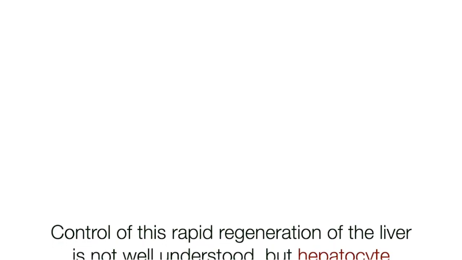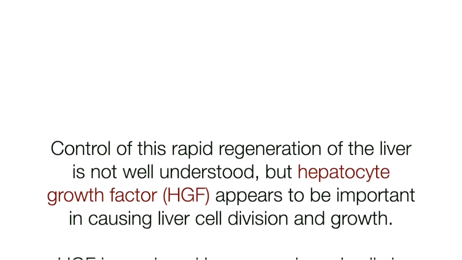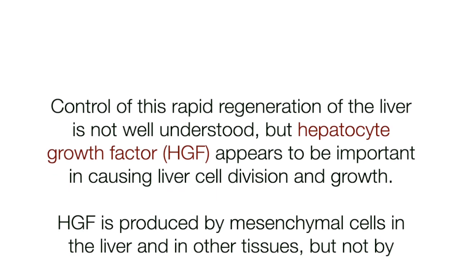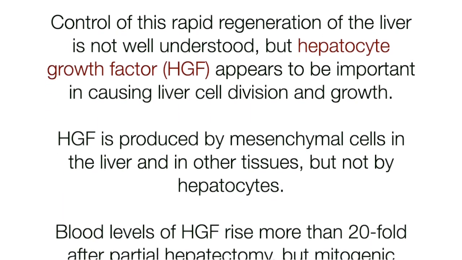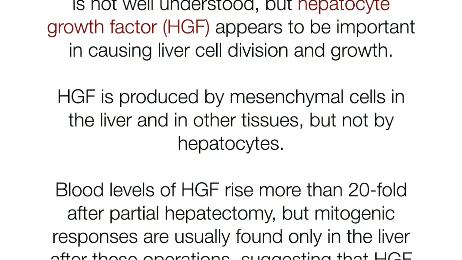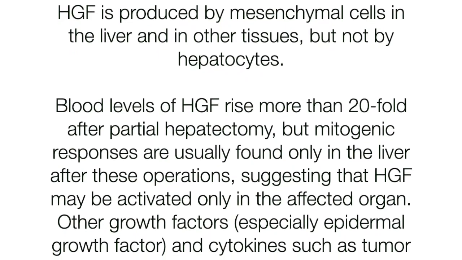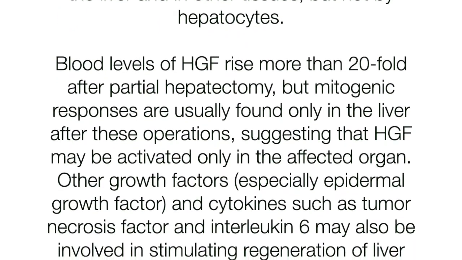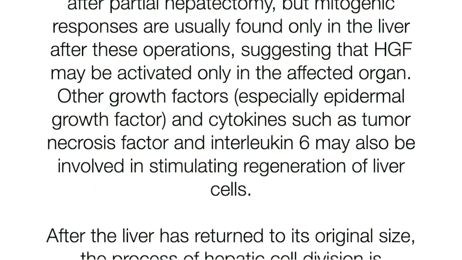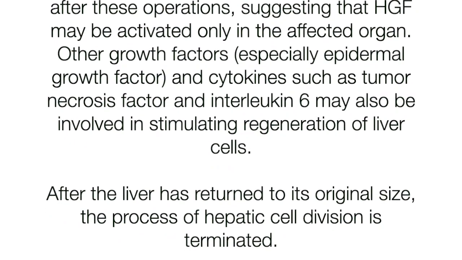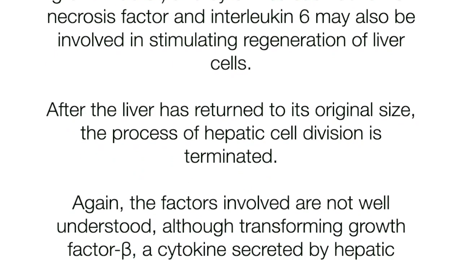Control of this rapid regeneration of the liver is not well understood. But hepatocyte growth factor, HGF, appears to be important in causing liver cell division and growth. HGF is produced by mesenchymal cells in the liver and in other tissues, but not by hepatocytes. Blood levels of HGF rise more than 20-fold after partial hepatectomy, but mitogenic responses are usually found only in the liver after these operations, suggesting that HGF may be activated only in the affected organ. Other growth factors, especially epidermal growth factor and cytokines such as tumor necrosis factor and interleukin 6, may also be involved in stimulating regeneration of liver cells.